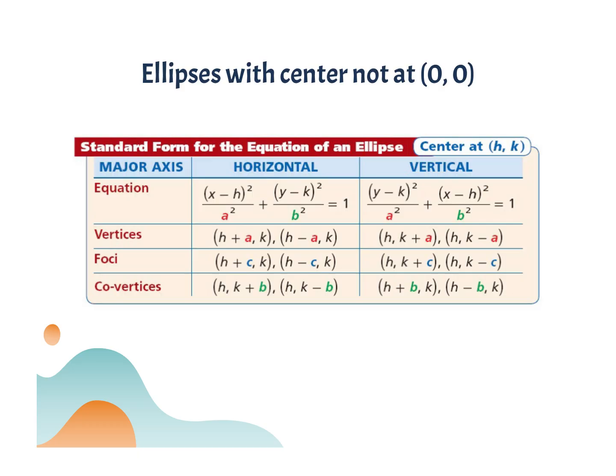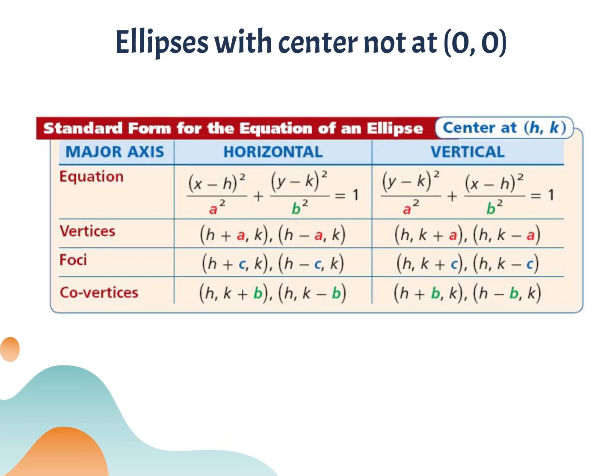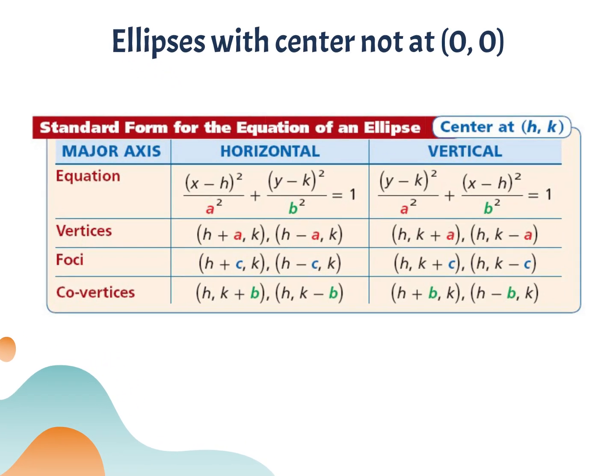Let's look at the chart here that says ellipses with center not at 0, 0. So everything stays the same except our center is now going to be h, comma, k. So the h always goes with the x, doesn't matter if it's first or second. So it's x minus h and y minus k. So y minus k and x minus h. The h is always with the x, k is always with the y. So that's going to determine our center. Everything else stays the same.